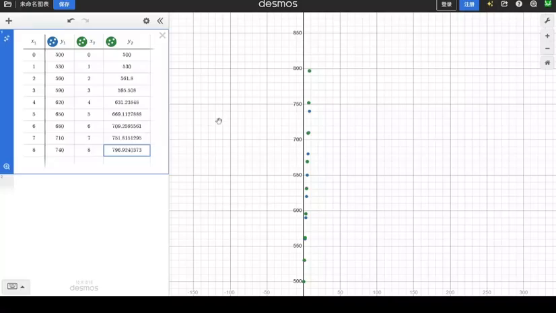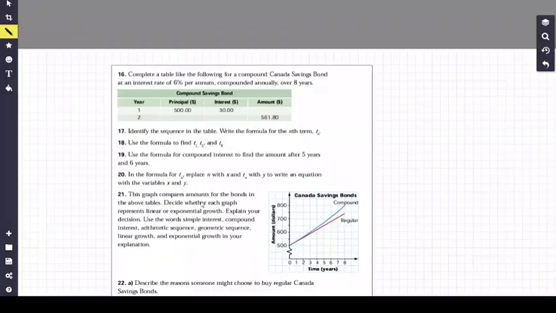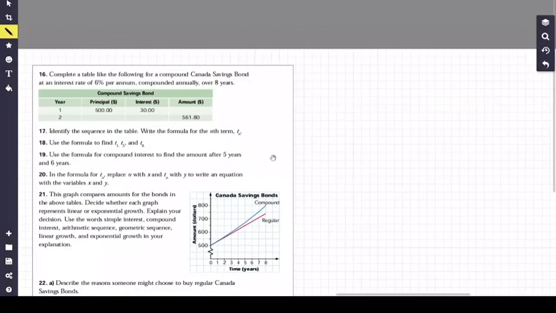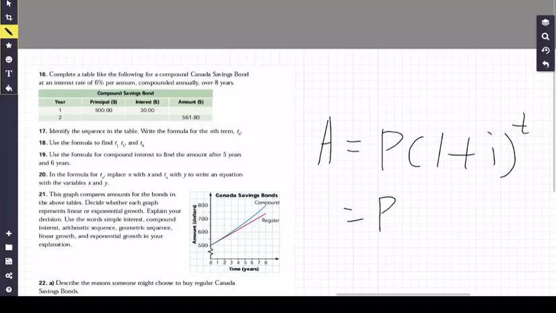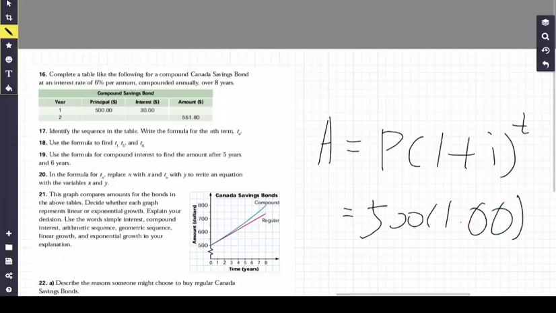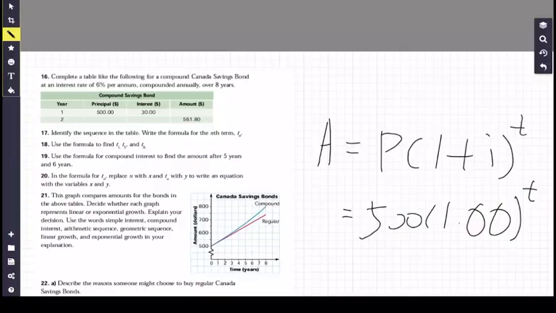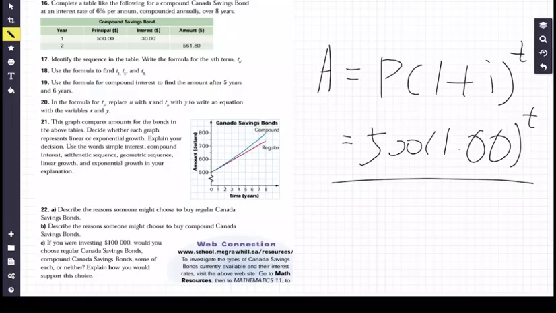Actually no, let's use the compound interest formula, because why not? We are doing compound interest. So if you don't remember, it was A equals P times 1 plus i to the power of t. So it would be P, I guess I'll just write 500. It will be 500 times 1.06 to the power of t. And when we have this, now we can input whatever we want.